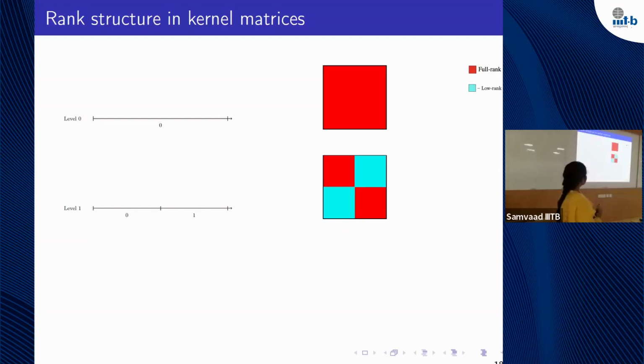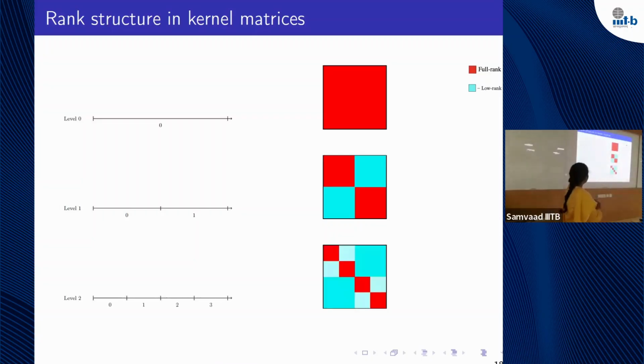So if you carefully see, 0, 0 is the self interaction, so its rank is full. So I plot it in red. And 0, 1 and 1, 0, they are separated out, so they have a low rank. And I represent a low rank submatrix in cyan here.